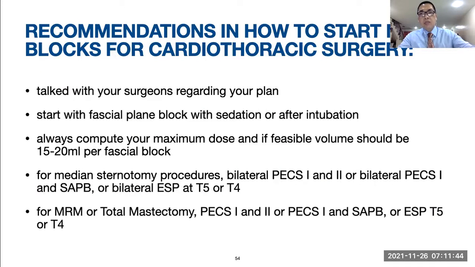And my recommendation on how to start the nerve block for cardiothoracic surgery: talk to your surgeons regarding a plan. Start with the fascial plane block with sedation or after intubation. Always compute for your maximum dose, and if feasible, the volume for a fascial plane block should be at least 15 to 20 mL. For median sternotomy procedure, either do a bilateral PEX1 and PEX2, or bilateral PEX1 and serratus anterior plane block, or bilateral ESP. For MRM, total mastectomy, you can either do a PEX1 or PEX2, PEX1 or serratus anterior plane block, or ESP at T5, T4 level.